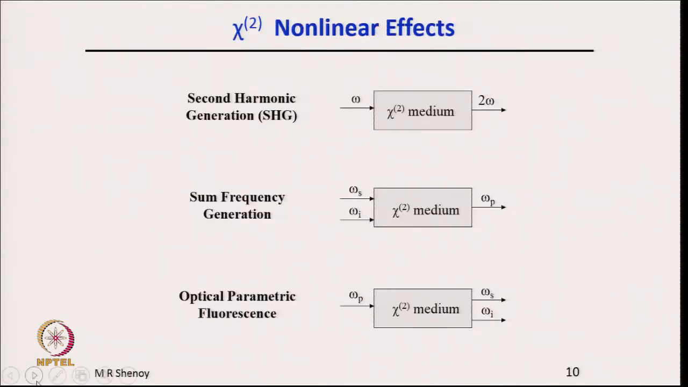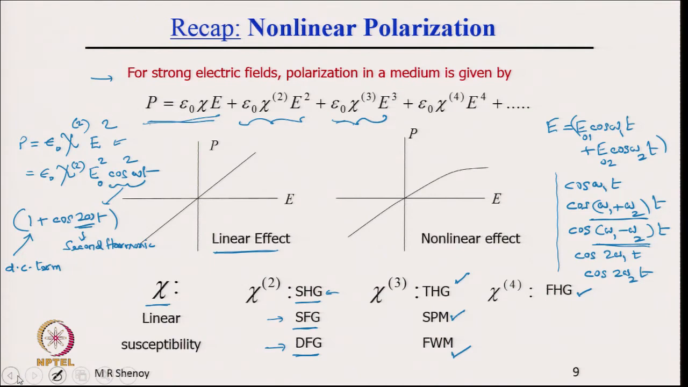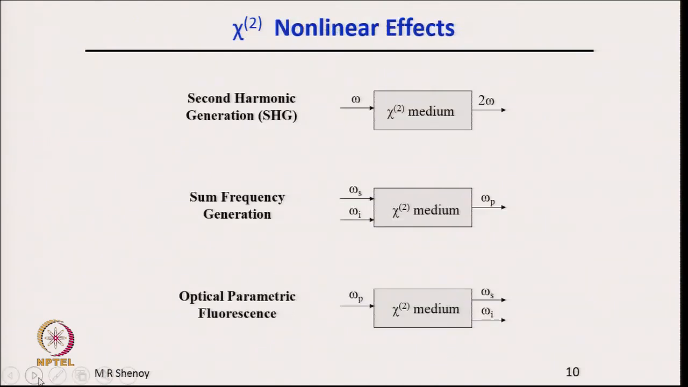So, if I just look at chi 2 effects, that is chi 2 terms, then the 3 important effects which are shown here are as follows. First, second harmonic generation: a pump at omega interacting with the chi 2 medium gives rise to the second harmonic 2 omega. Of course, there will be residual omega also which will come. So, 2 omega and omega.